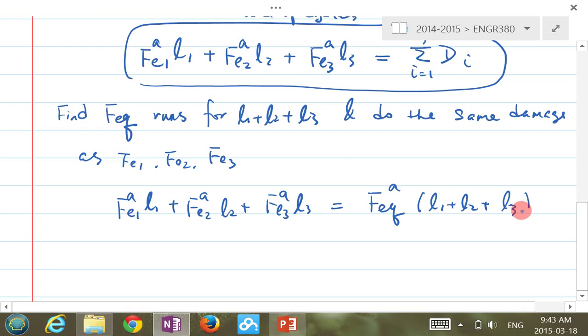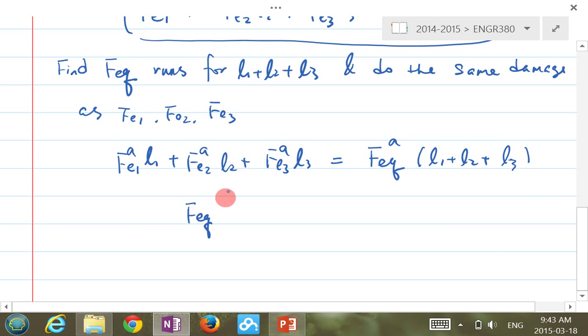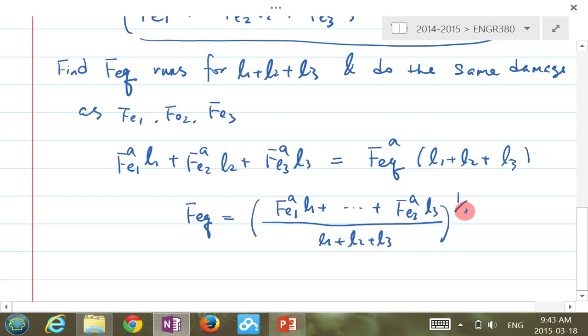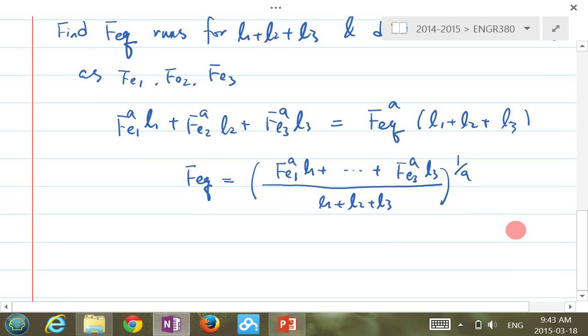That make sense? Yeah. So basically, now you look at this one, this is all known, this is all known, then I can calculate this FEQ, right? That's the equivalent load. So you can calculate the FEQ, which turned out to be this whole chunk, right? Divided by this, and then you take a root 1 over A, okay? So that's your FEQ. Okay, that's your FEQ. So FEQ is the equivalent load corresponding to FE1, FE2, FE3.